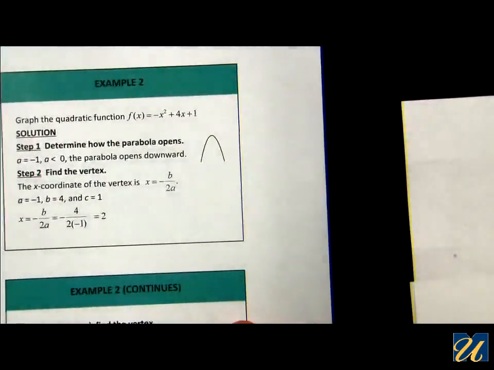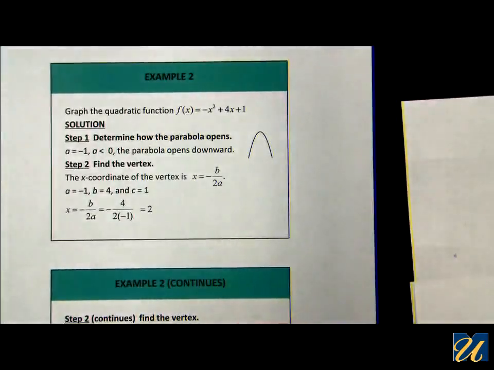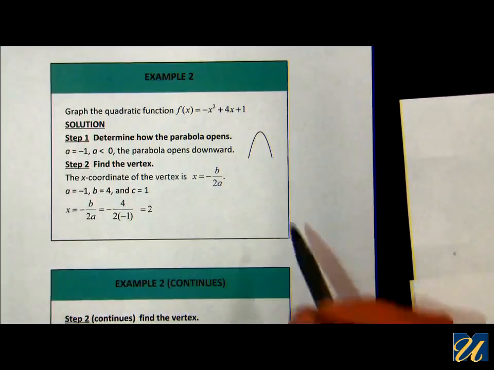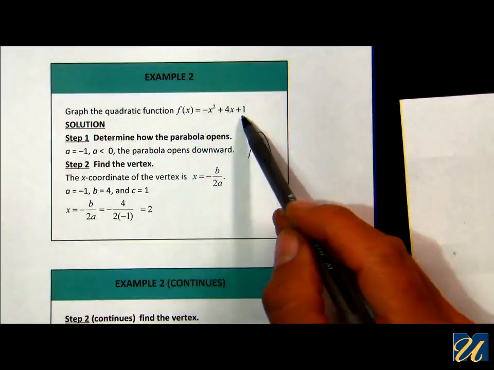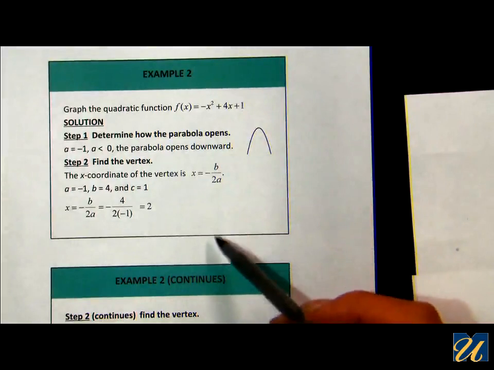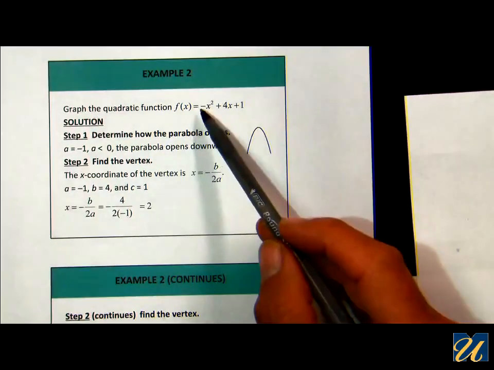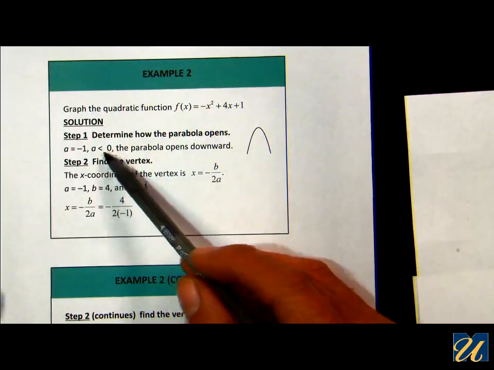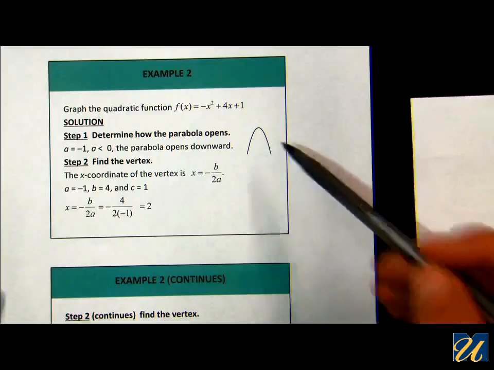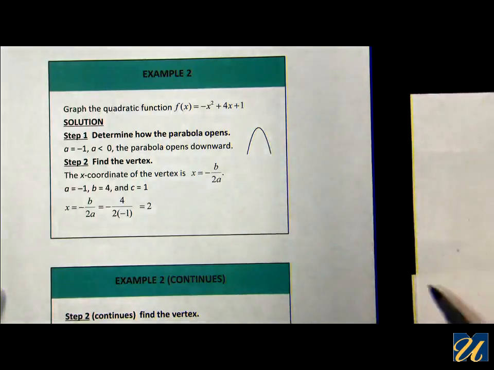And we'll work problem 2. Graph the quadratic function y equals negative x squared plus 4x plus 1. Okay, so first we'll determine its shape. You see right there the a value is negative 1. So since the a value is negative, negative makes you frown, and so the shape is of a frown, like that. So now we know its shape.